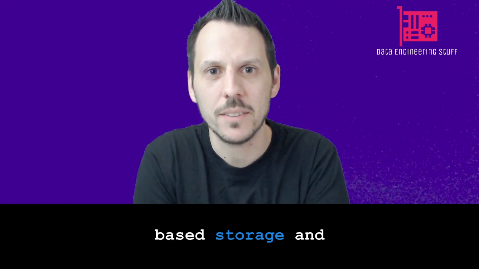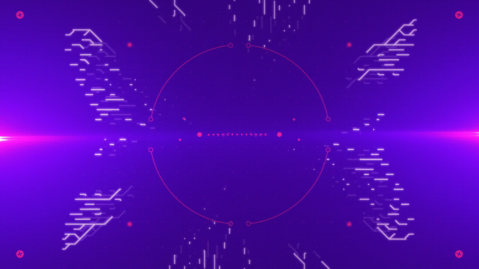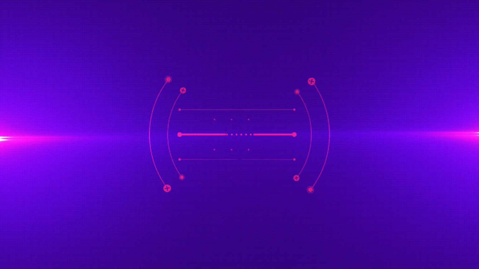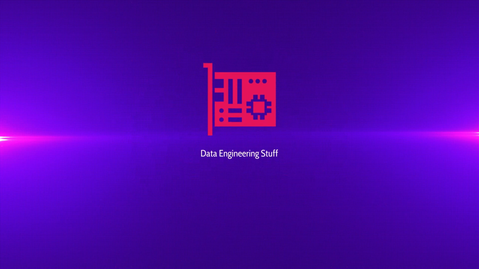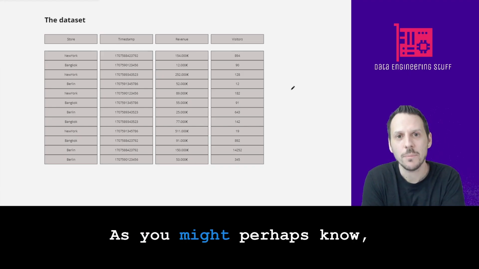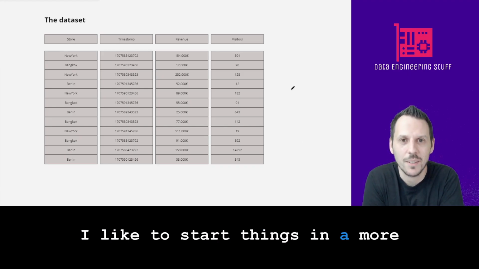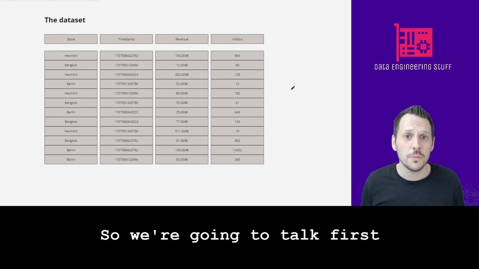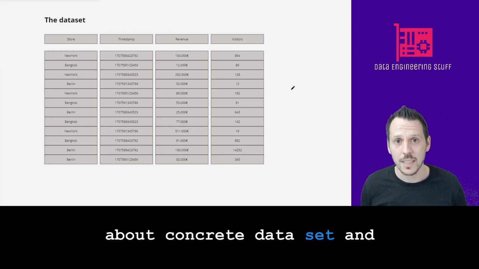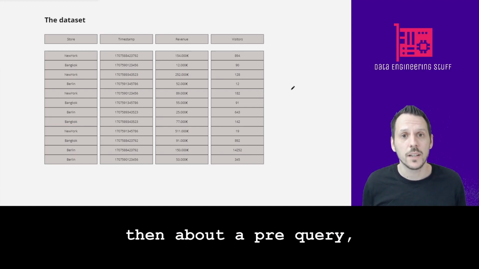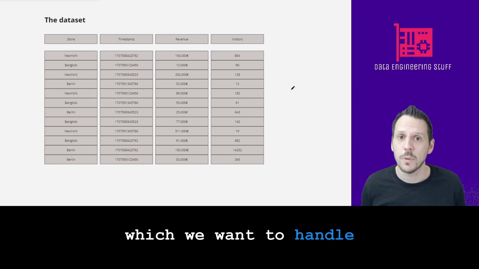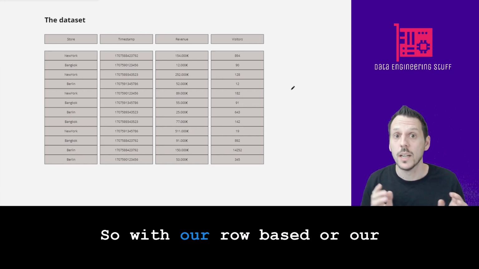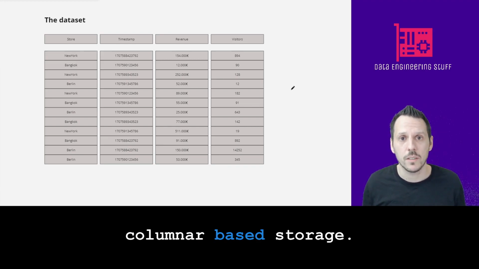Today we're going to talk about the differences between row-based storage and columnar stores. As you might perhaps know, I like to start things in a more practical way than in a theoretic way. So we're going to talk first about a concrete data set and then about a concrete query which we want to handle with our storage. So with our row-based or our columnar-based storage.